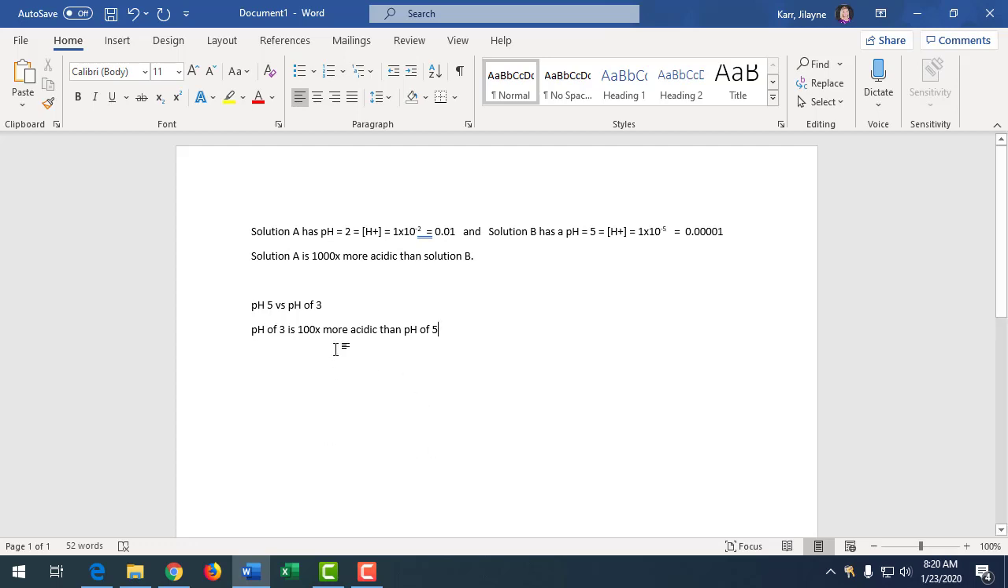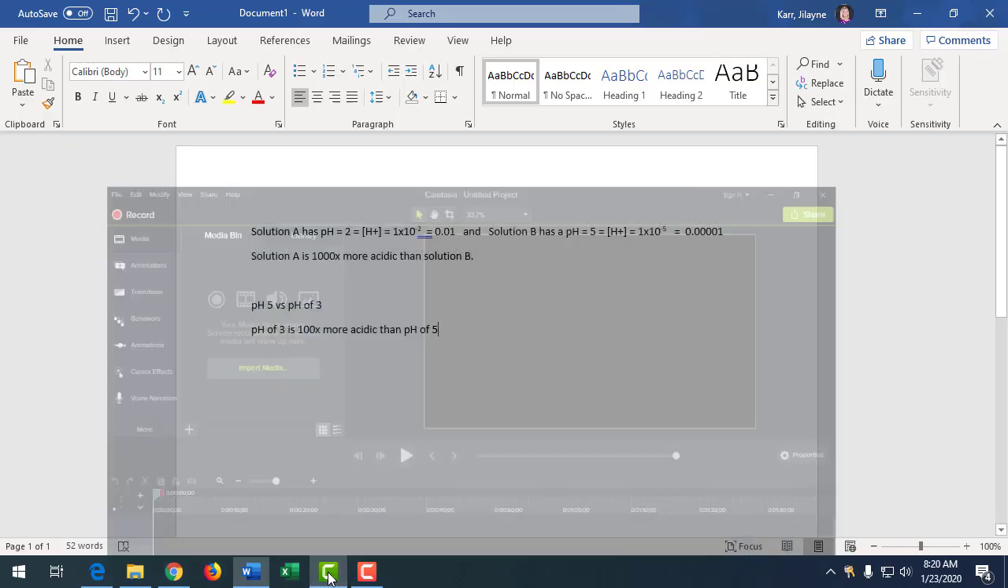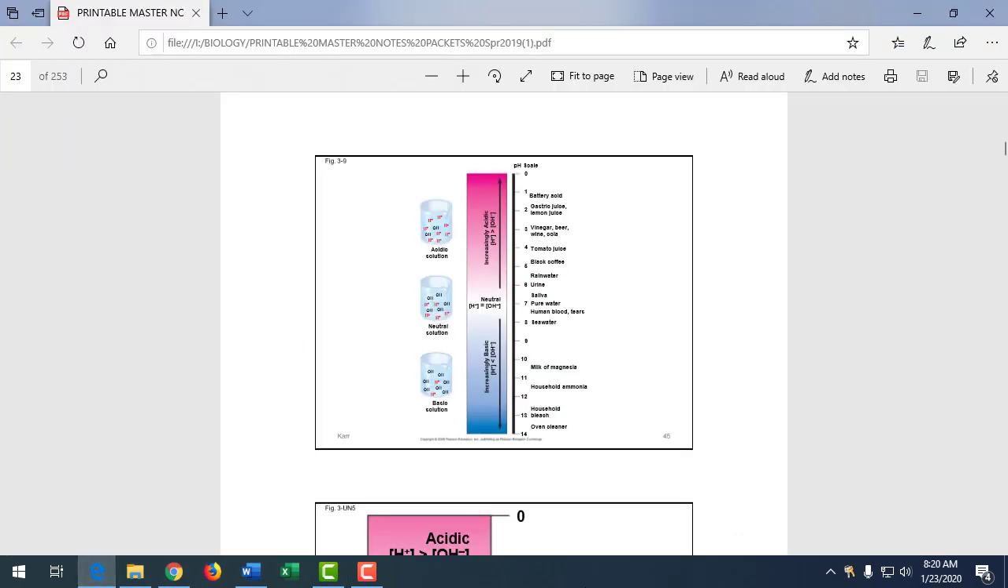Okay, so just know that mathematical relationship between the values of pH. It's just zeros, okay? So simple subtraction, and then add that many zeros after the 1. The lower pH is that many more times acidic. So there's a difference of 2 here. 5 minus 3 is 2, so add 2 zeros to 1, and that's the number of times more acidic it is.